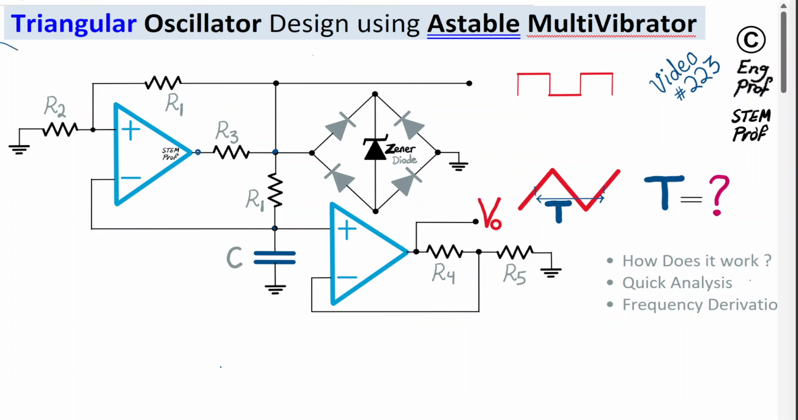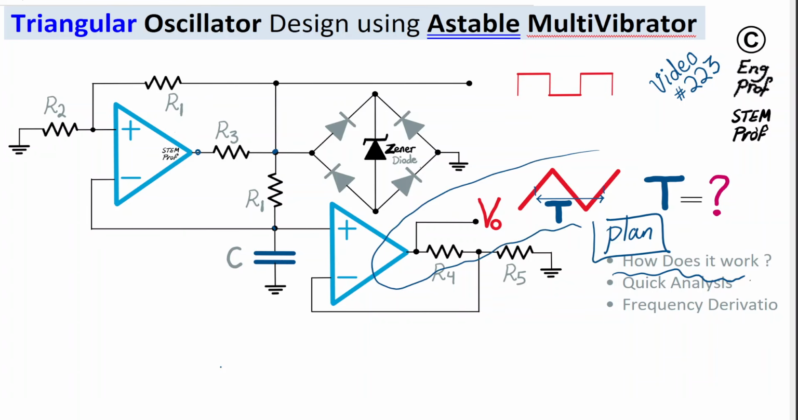How to design a triangular oscillator circuit is explained in this video using an astable multivibrator. This is the 223rd video in the circuit design and analysis playlist. The plan is first to quickly explain how the circuit works.